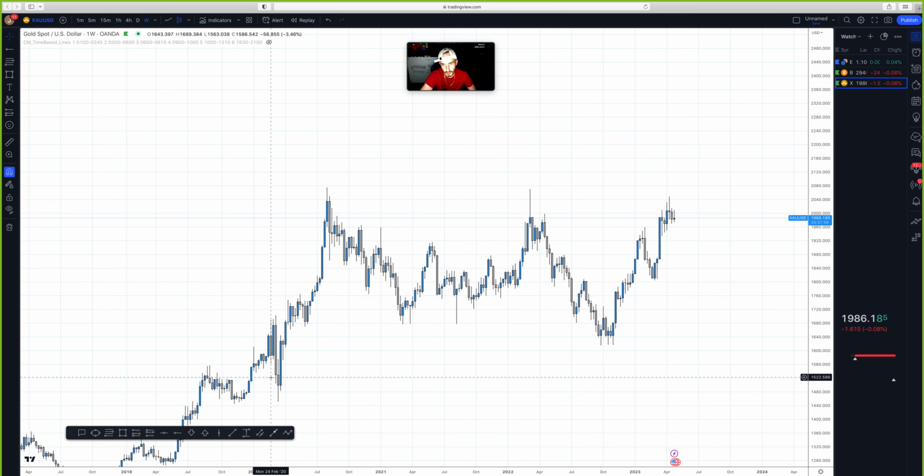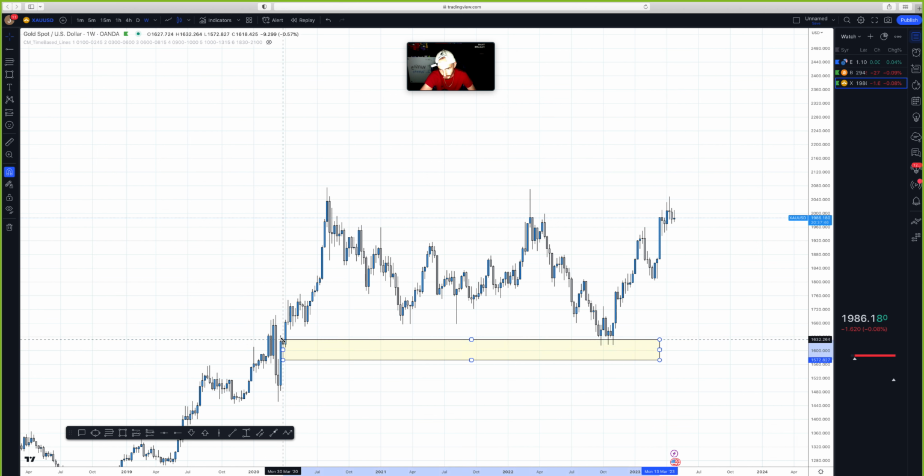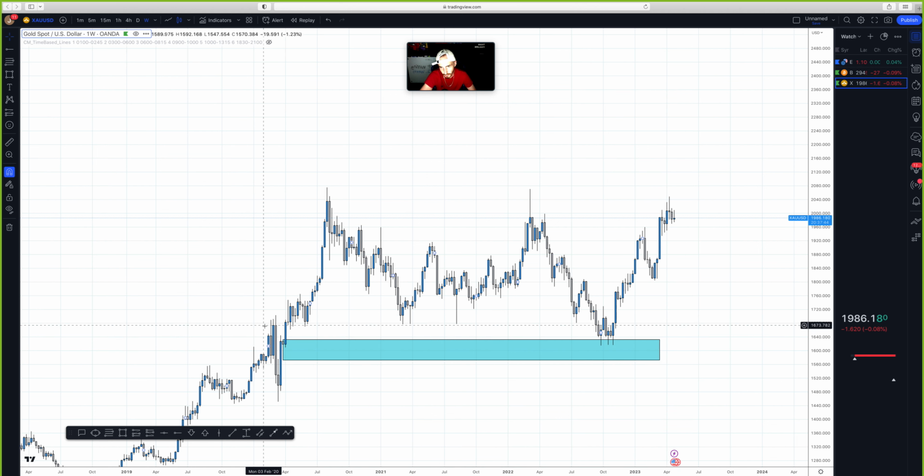So notice this impulse to the upside, right? We have this push to the upside. This push to the upside created this area of demand right here, right? This area of demand is the previous contrary candle before the push. You see this one? Not this one, because this one's touched right here. So this one is the one that's not touched.